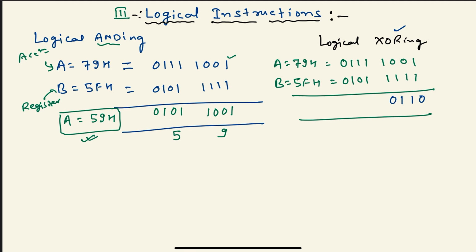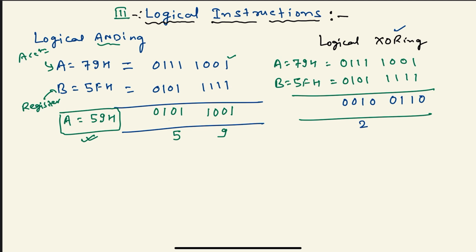Then from the fifth stage, both the inputs are the same, 1 and 1, so their output will be 0. 1 XOR with 0, so this will be 1. Then again 1 XOR with 1, this will be 0, and from the last stage 0 XOR with 0, it will be 0. So what will their hex equivalent be?